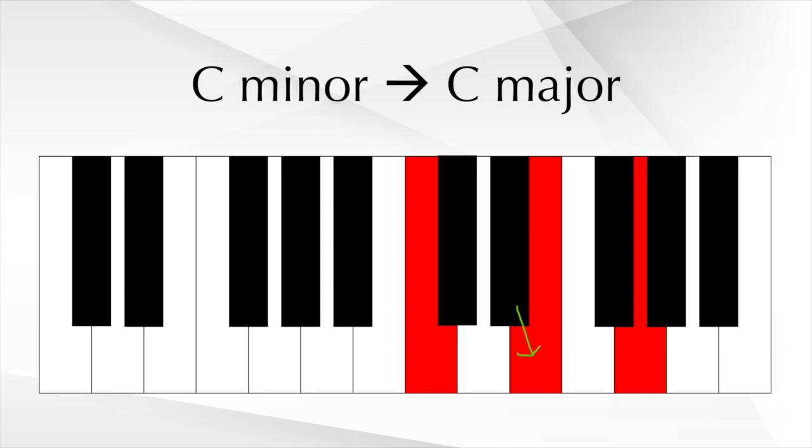This works for all major and minor chords, so if you are already familiar with a major chord and wish to find its minor equivalent or vice versa, you simply need to do this rather than having to go through the process of counting semitones from the first note.